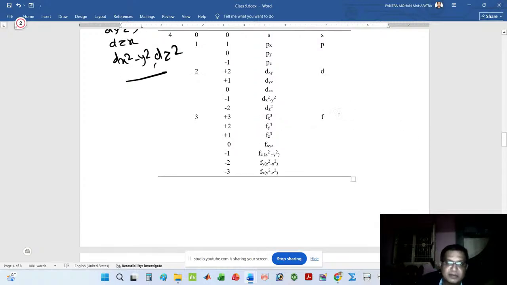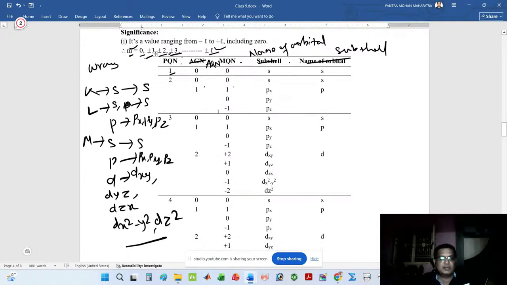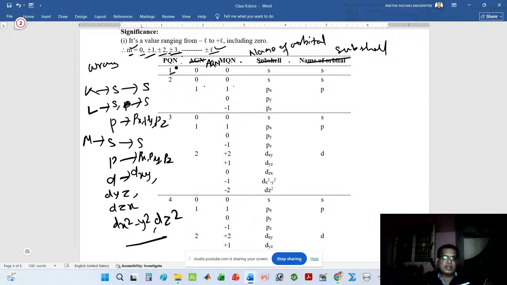Look at that. Here I have written fx³, fy³, fz³, fxyz, fz(x square minus y square), fy(z square minus x square), fx(y square minus z square). These are the list of orbitals, the names of orbitals. Let me explain one by one. Suppose I want to take principal quantum number 1. The azimuthal quantum number is obviously 0.